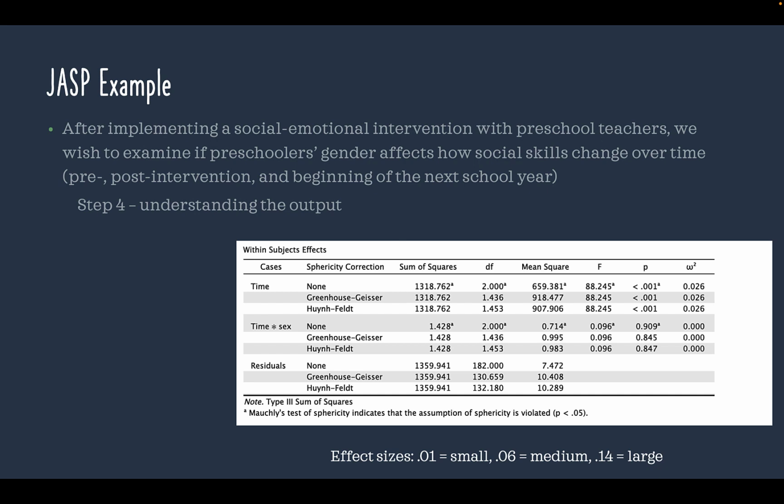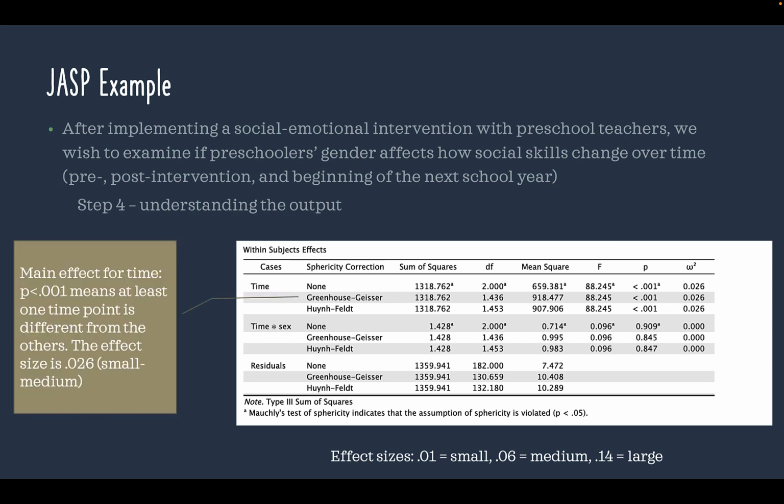Okay, at this point, we want to start thinking about our main effects. So the first one we're going to look at is the main effect for time. And again, we are interpreting the Greenhouse-Geisser correction. And so our main effect for time, the p-value is less than 0.001, which means at least one time point is different from the others. And we can see that omega squared, the effect size, is 0.026. So we have a small medium effect for time.